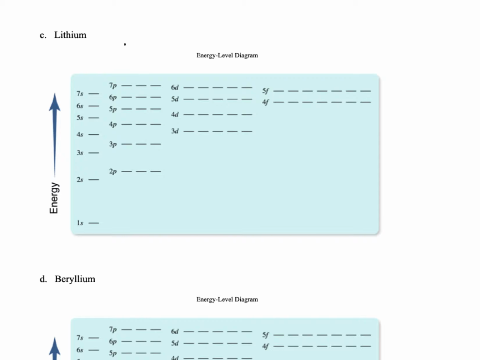Next we'll go on to lithium. Lithium has 3 protons in its nucleus, so I'll just draw that for now.